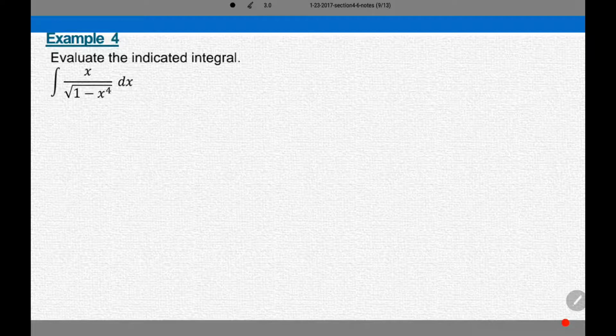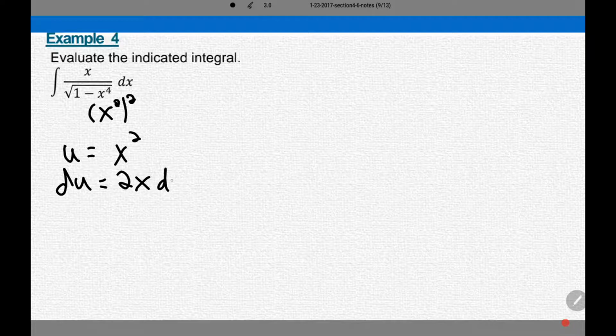It didn't have an x on the top though, it had a 1. It didn't have an x to the 4th, it had an x squared. So if we look here, we could think of this x to the 4th as x squared squared, and that means our u value is going to be x squared. And if I do the derivative of that with respect to x, I get 2x. And that helps us out with the x on top, and that gets rid of that x to the 4th on the bottom with the substitution.